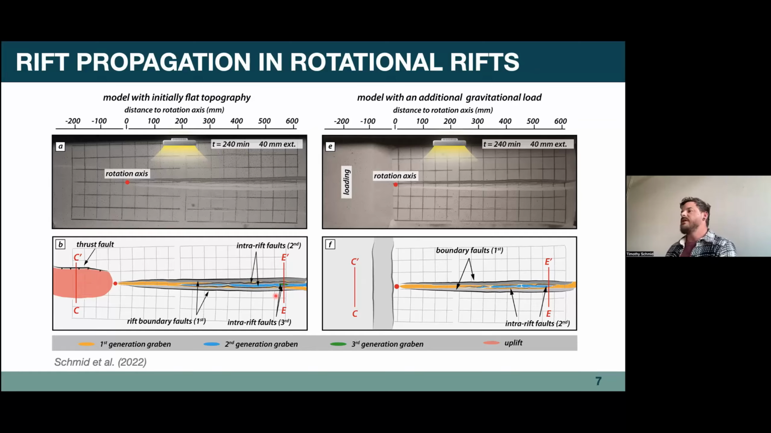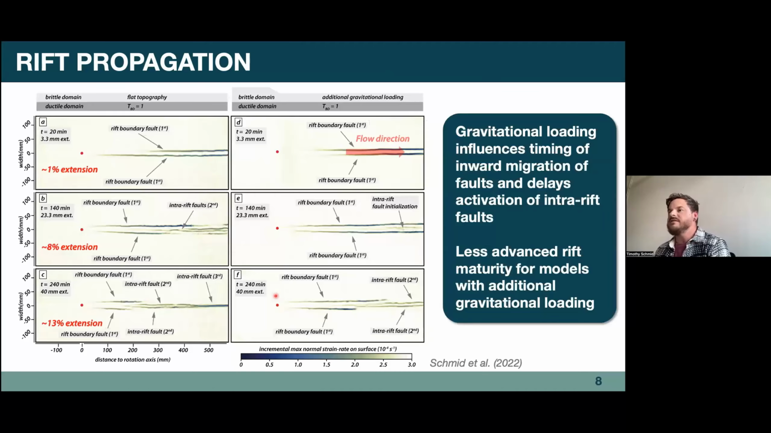But if we have a look in a more quantitative manner, it will all look a bit different. So what you see here are strain maps. We show the incremental strain rate here, meaning that we have increments of 1 minute for each time step. And you see again on the left side, we have the flat topography model. On the right side, we have the model with additional gravitational loading. And we have different time steps where we see different stages of extension.